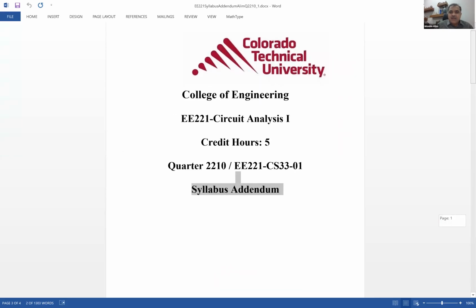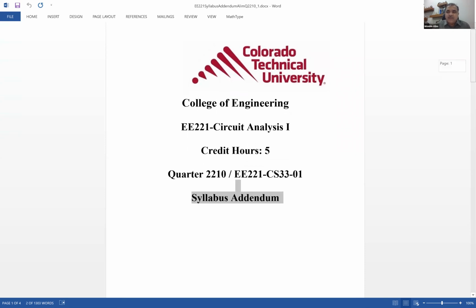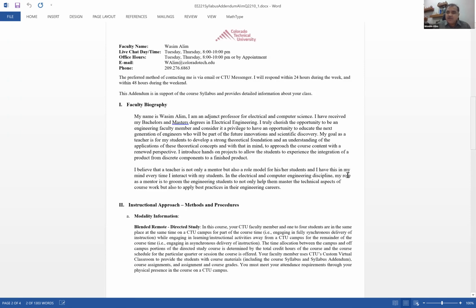Okay, so this is the syllabus addendum. There's a general syllabus which has some standard information that is very common to all the courses, as far as the academic integrity policy, other school policies, late policies, etc. All that is going to be listed in that main syllabus. But this is the syllabus addendum. You can find my biography there, just to give you some familiarity with my background.